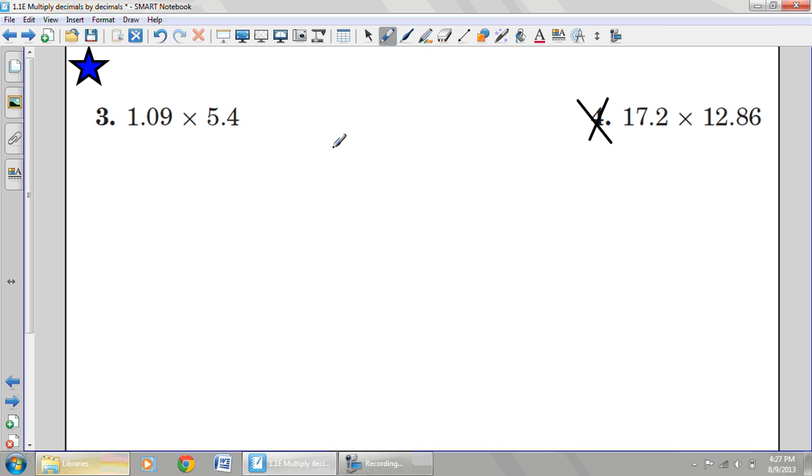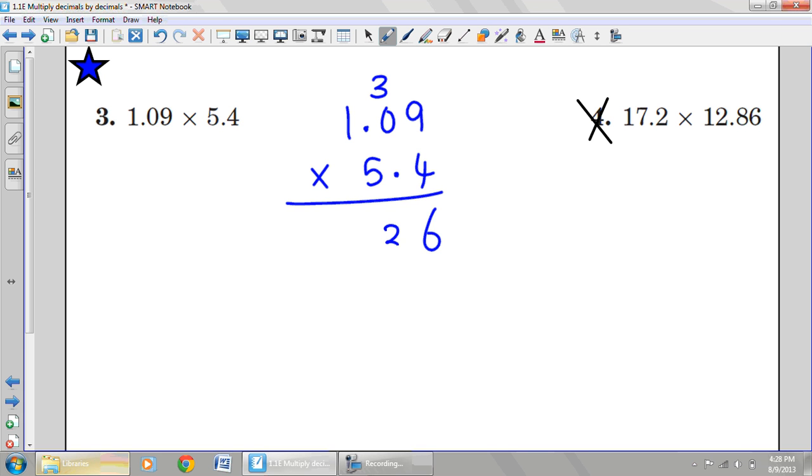Let's look at question number 3. 1.09 times 5.4. Now watch the most important thing. I did not make sure that the decimals lined up. I don't care. You do not have to worry about whether the decimal points line up or not. Just do your regular multiplication. 9 times 4 is 36 with a 3 carry over. 4 times 0 is 0 plus 3 which is 3, and 1 times 4 is 4. Now the first step is done.